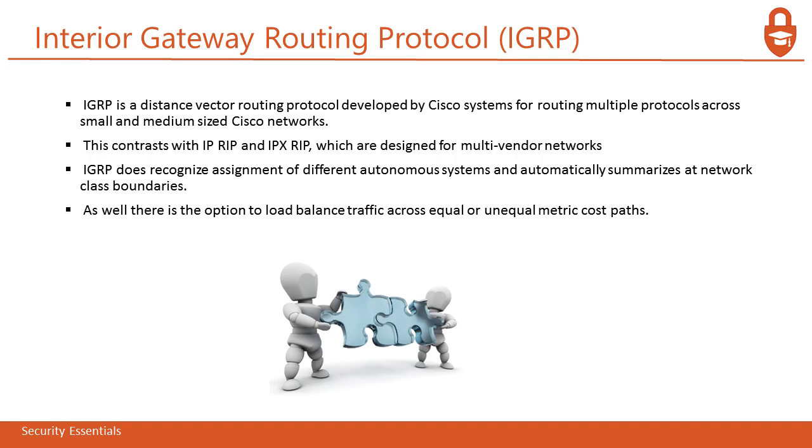IGRP is a distance vector routing protocol developed by Cisco Systems for routing multiple protocols across small and medium-sized Cisco networks. This contrasts with IP-RIP and IPX-RIP, which are designed for multi-vendor networks. IGRP does recognize assignments of different autonomous systems and automatically summarizes at network class boundaries. There's also an option to load balance traffic across equal or unequal metric cost paths. So IGRP is used in the Cisco networks.